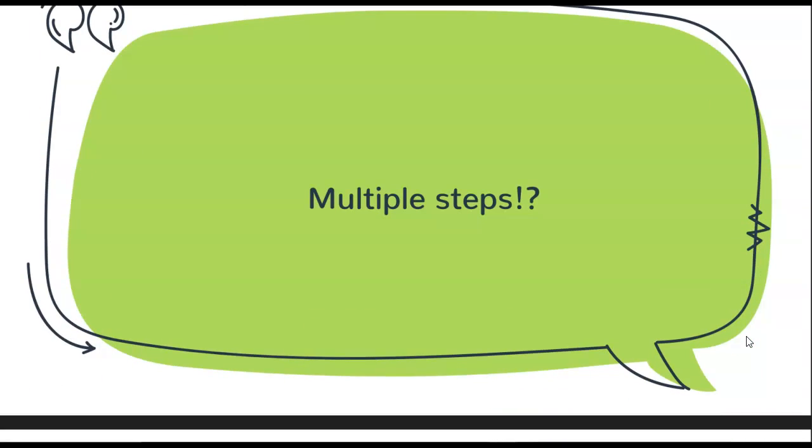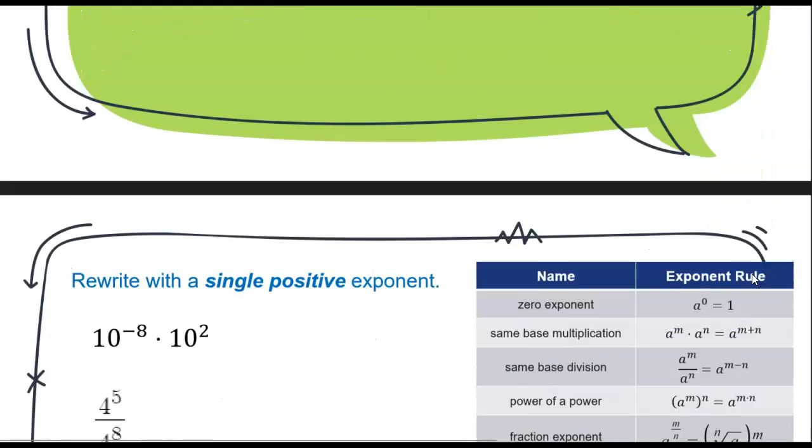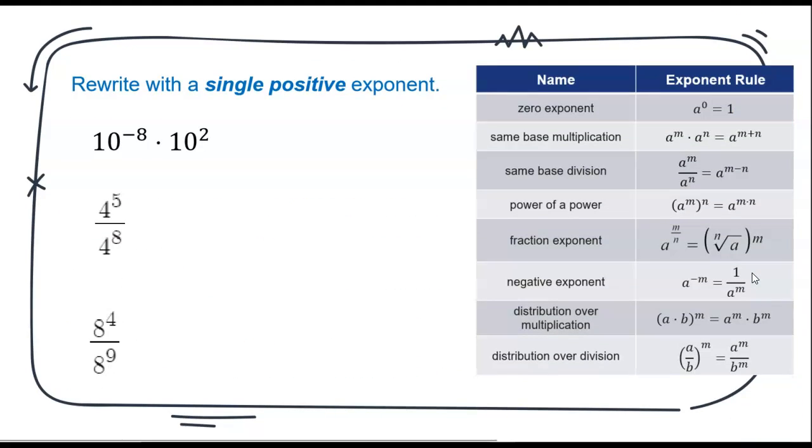Sometimes we might need to apply multiple steps, but don't let that freak you out. We just need to figure out what those steps are and then apply them one at a time. So here we have our rules listed, and it says rewrite with a single positive exponent. Okay, so here on this first one we have multiplication. What do you think we're going to use? What exponent rule should we use when we have multiplication with the same base?